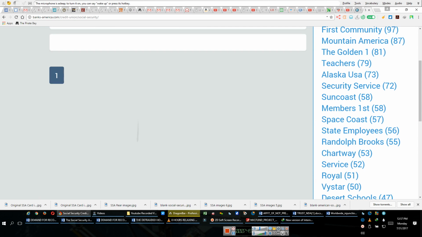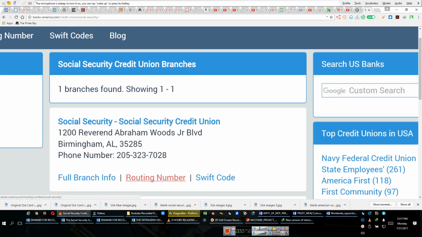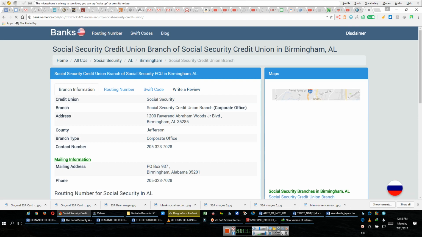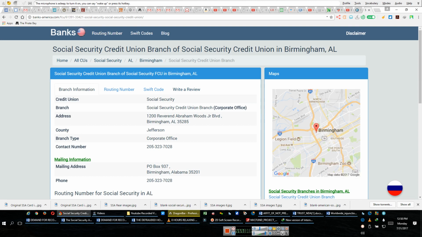And we don't care about the Naval Credit Union. We don't care about Security Service. No, we're only focusing on Social Security right now because remember, the Social Security Act was set up for you. That was the government saying, we will take care of your needs. Again, ladies and gentlemen, please get it. You were never supposed to be dealing with fiat currency. You're never supposed to be dealing with legal tender.